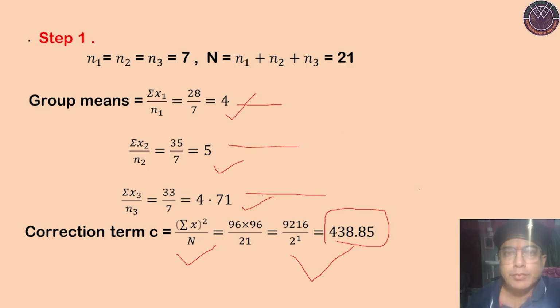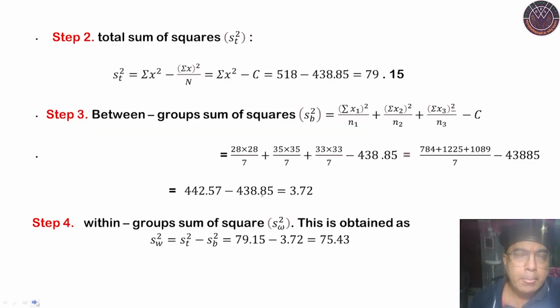Just like when you are calculating standard deviation or variance analysis, there is also the assumed mean method to make the calculation simplified. Similarly here also, using this correction term, you can simplify the calculation. That's why the correction term has to be calculated first.